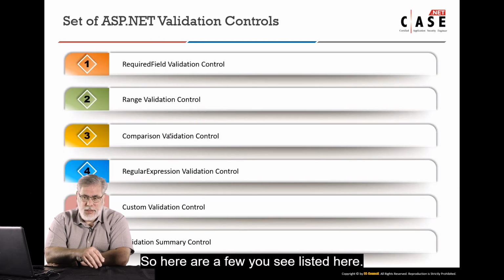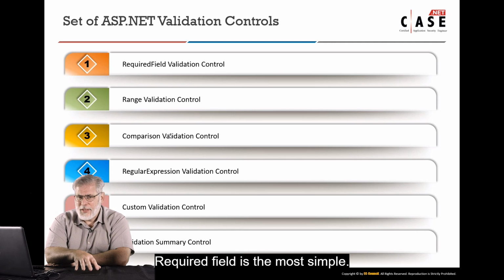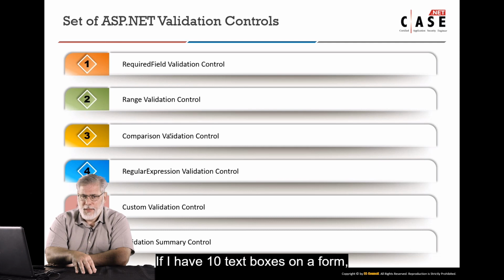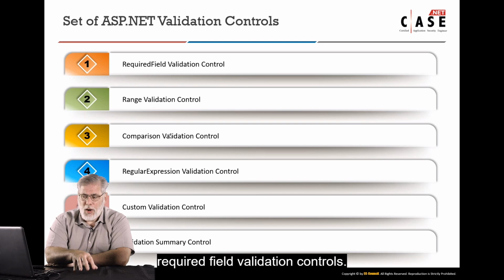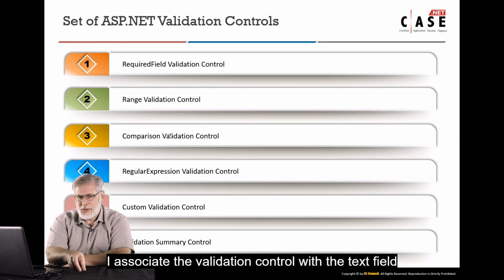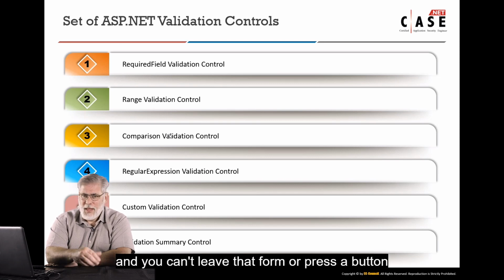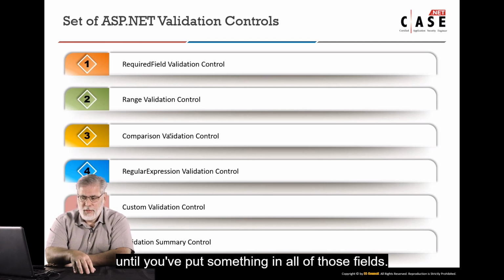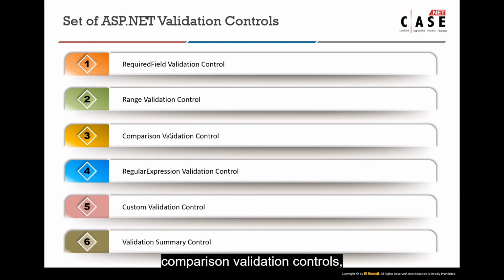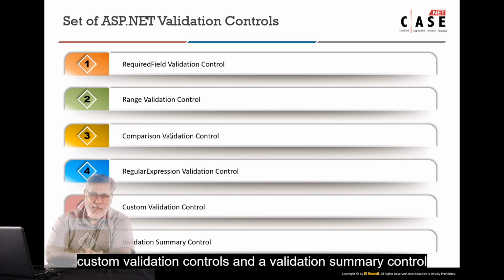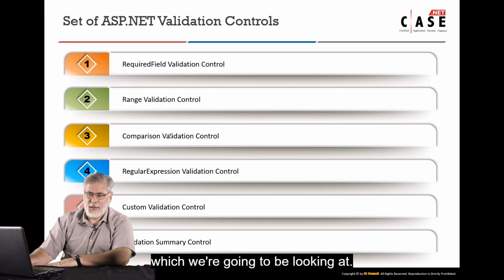So here are a few you see listed here. Required field is the most simple. If I have 10 text boxes on a form, maybe 8 of them absolutely must be filled in before we can enter data. So I make those required field validation controls. I associate the validation control with the text field, and you can't leave that form or press a button until you've put something in all of those fields. There are also range validation controls, comparison validation controls, regular expression validation controls, custom validation controls, and a validation summary control, which we're going to be looking at.